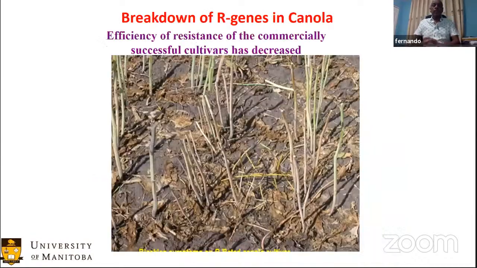Now, since the 1970s, when blackleg first appeared in Canada, we have done extremely well with good genetics and breeding to keep the disease under control for about 30 years. But in 2002, we started to see an emergence of the disease. And this is a picture taken in 2011. You can see a variety that was commercially available as resistant was performing like a susceptible variety in the field.